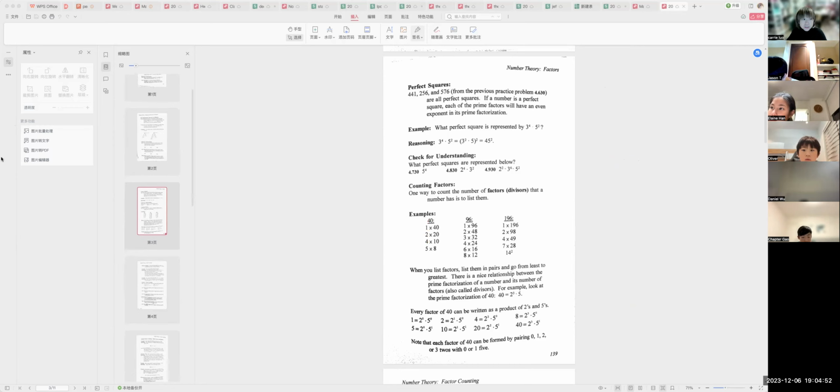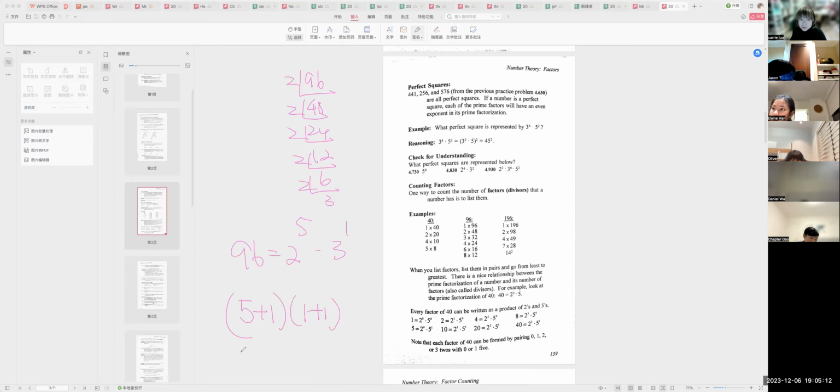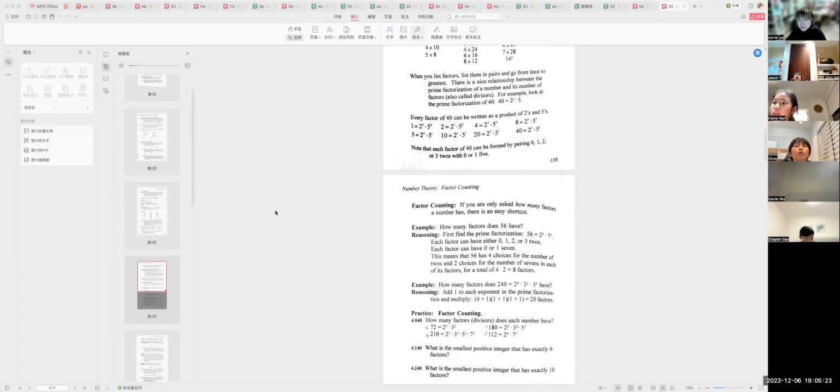So if you take a look at 96, that's the same thing. 96 divided by 2 equals 48, divided by 2 equals 24, divided by 2 equals 12, divided by 2 equals 6, and divided by 2 equals 3. So 96 equals 2 to the power 5 times 3 to the power 1. So how many factors are there? 5 plus 1 times 1 plus 1. So the answer is 6 times 2 equals 12. Got it? Okay, so based on this technique, we can find out all the factors.